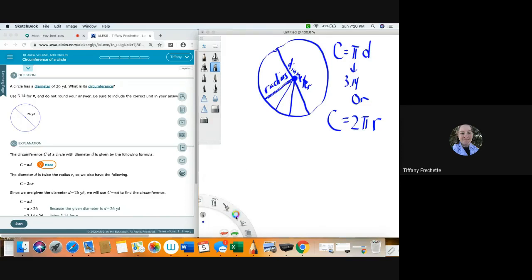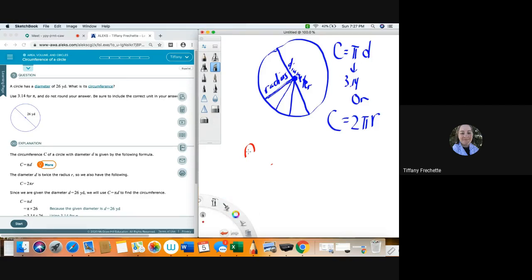So for this example problem, if we know that circumference equals, that's interesting. I don't know why it didn't switch to red when I asked it to. Come on, my pencil's arguing with me a little bit. It took the R away, and I didn't want it to. Ah, took it away again. There we go. I keep hitting the undo button.